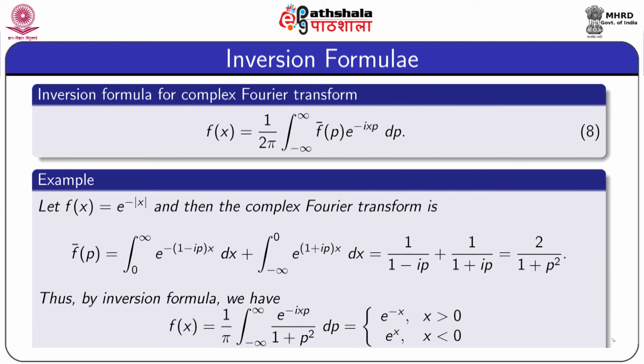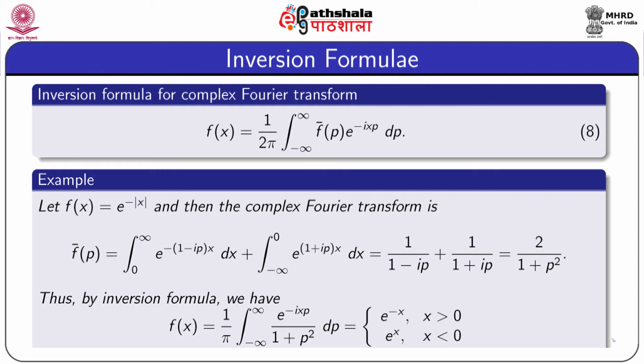Now, this is the definition of the inverse Fourier transform. It is defined as f(x) equals 1 divided by 2 pi integration from minus infinity to plus infinity of f bar p e to the power minus i x p dp. Now, we are taking an example where we use the Fourier transform and then the inverse Fourier transform, and we shall show that we get the original function.